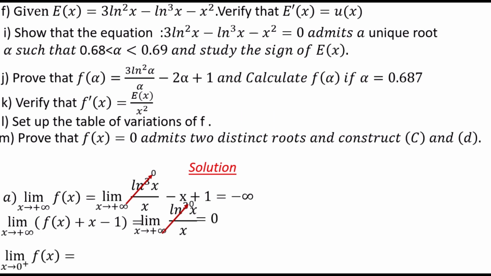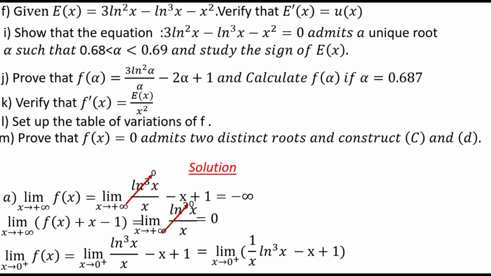The limit of f of x as x goes to 0 plus. How to write f of x? We write ln cube x over x as 1 over x times ln cube x. 1 over x goes to plus infinity, ln cube x goes to minus infinity, minus x goes to 0, plus infinity times minus infinity equals minus infinity.